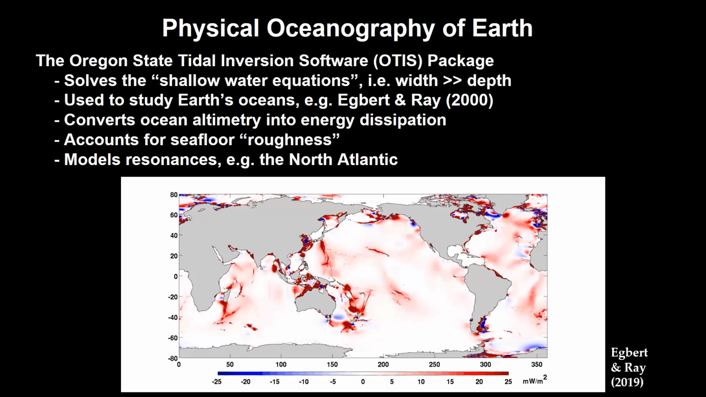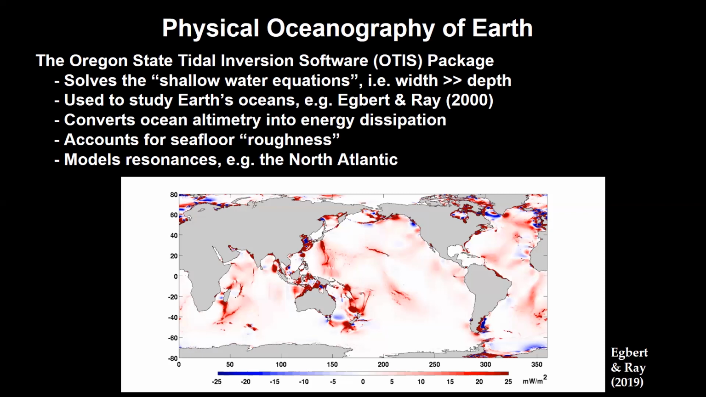I guess you can't see the title of the slide, but that's okay. The model is something known as the Oregon State Tidal Inversion Code, affectionately known as OTIS. OTIS basically solves an approximation of the Navier-Stokes equation called the shallow water equations, where you assume that the width of an ocean basin is much larger than its depth. And this has been used extensively by the Earth science community to study the Earth's oceans.